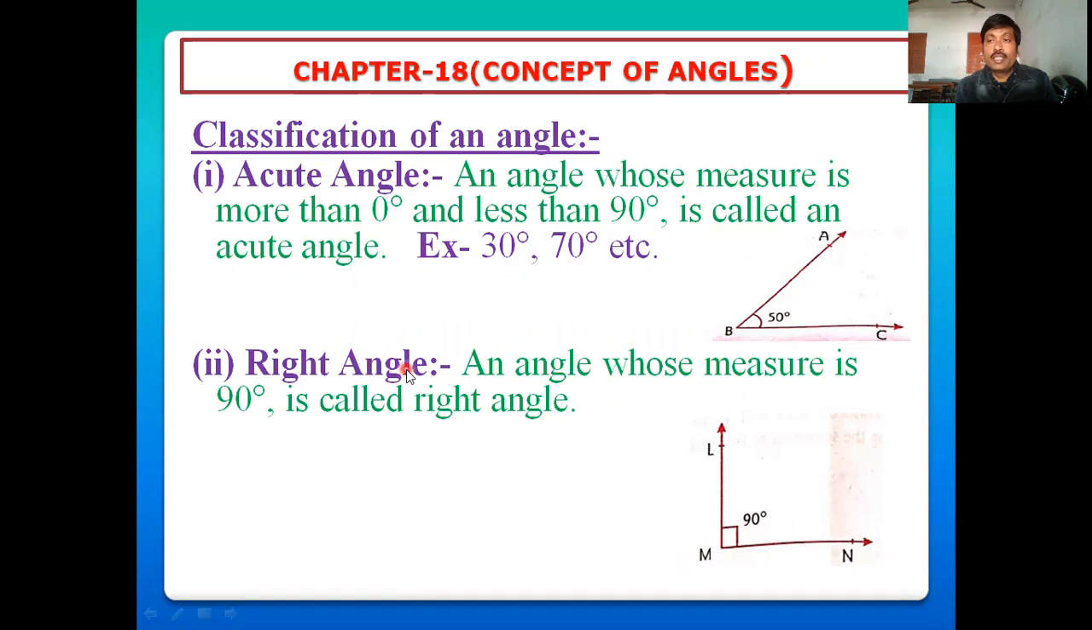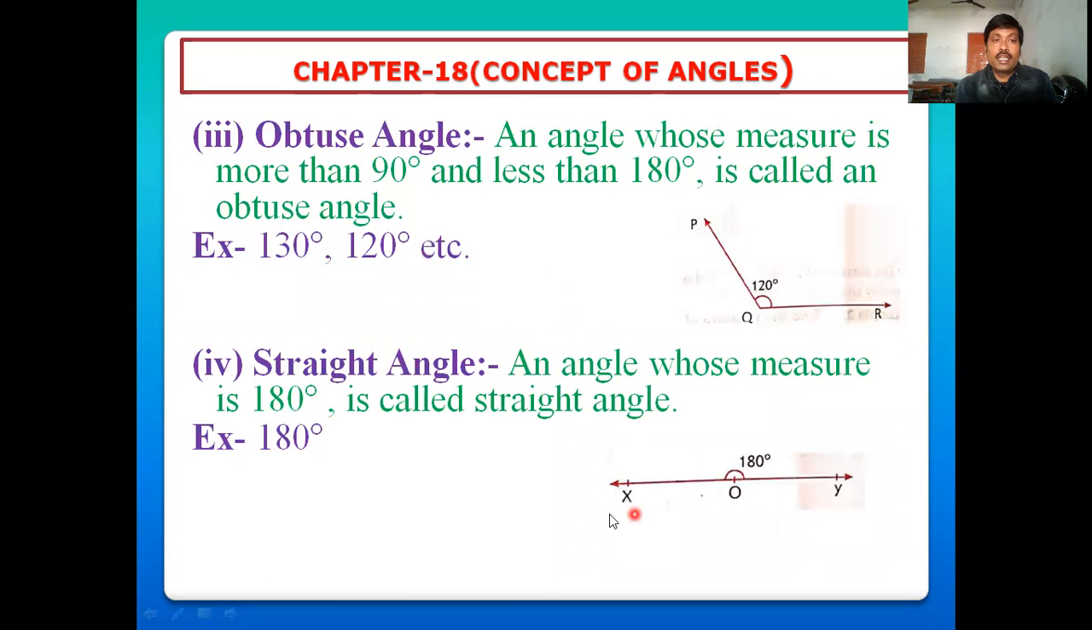Now, right angles. An angle whose measure is 90 degrees is called a right angle. Here is the right angle, and see another, the obtuse angle. An angle whose measure is more than 90 degrees and less than 180 degrees is called an obtuse angle. Here is the diagram of 120 degrees, and these are some examples. 130 and 120 degrees are examples of obtuse angles. 100 degrees, 115 degrees, 125 degrees, 179 degrees are also examples of obtuse angles.